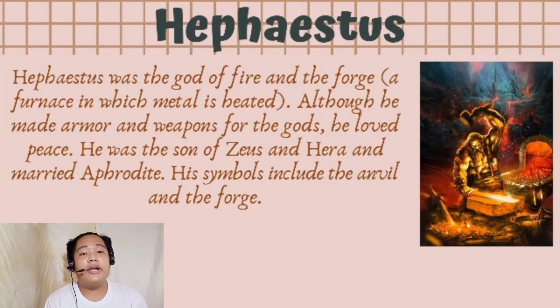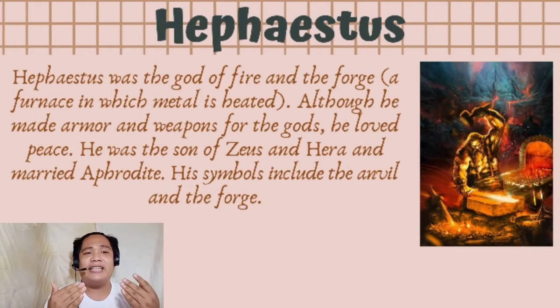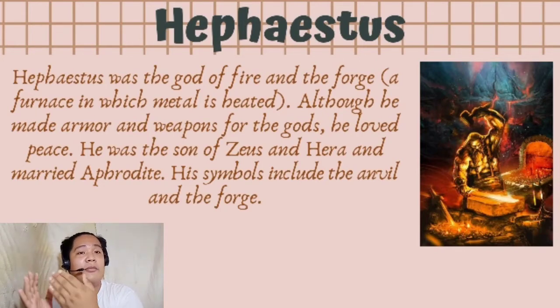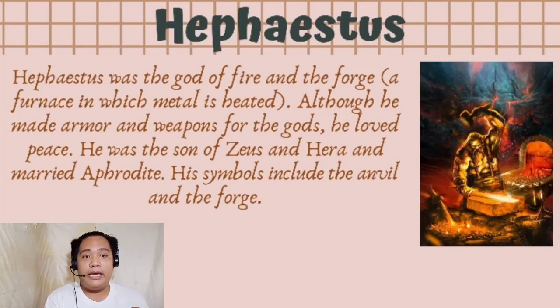Number 10, we have Hephaestus. So he was the god of fire and forge. So forge is a furnace in which metal is heated. So his Roman name is Vulcan. Although he made armor and weapons for the gods, he loved peace. So you can see the irony. So right, he was making armors, but then he loved peace. So he was the son of Zeus and Hera and married Aphrodite. His symbols include the anvil and the forge.